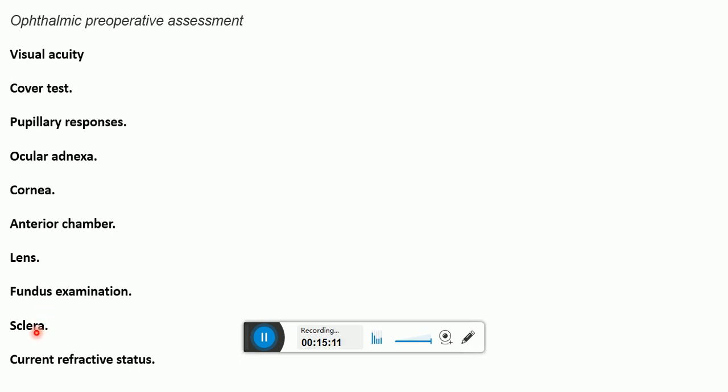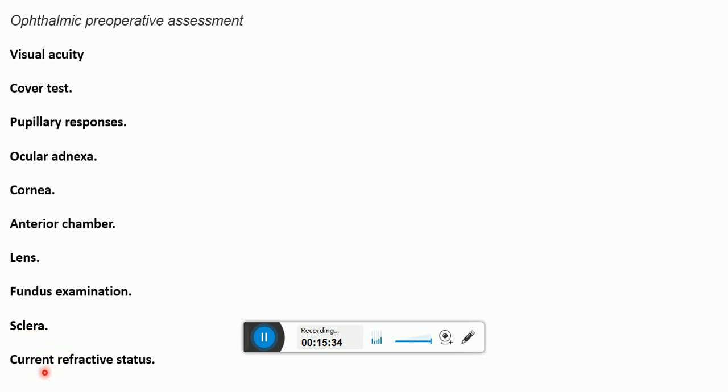Next point is sclera. If a prominent explant encircling band has been placed during prior retinal detachment surgery, or if the eye is particularly large or the sclera is thin in high myopia, peribulbar and retrobulbar local anesthesia should be avoided.